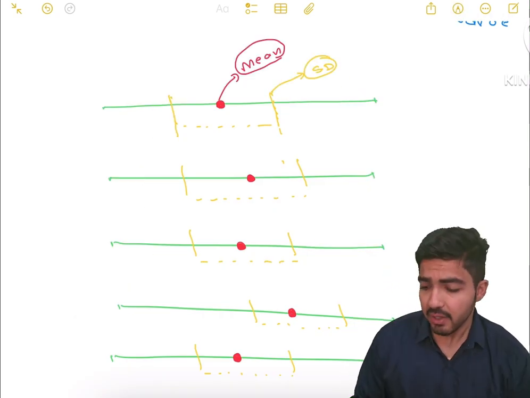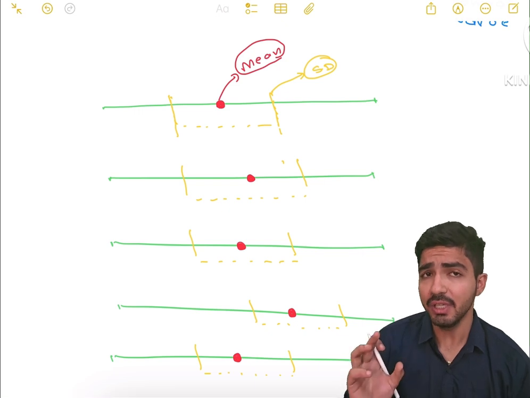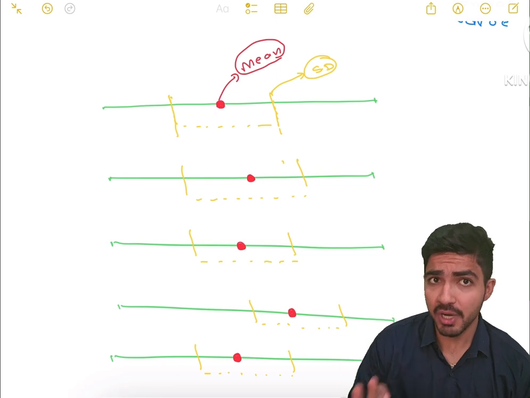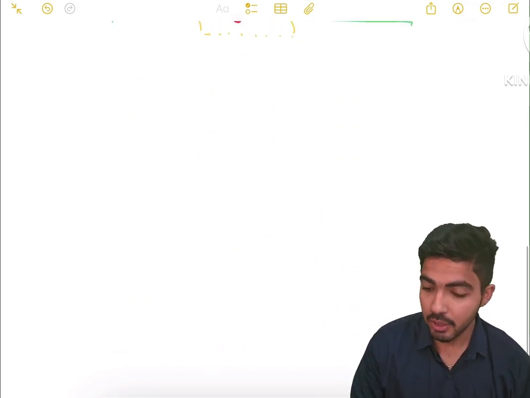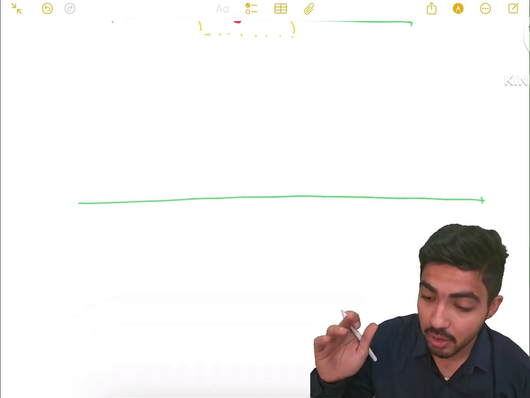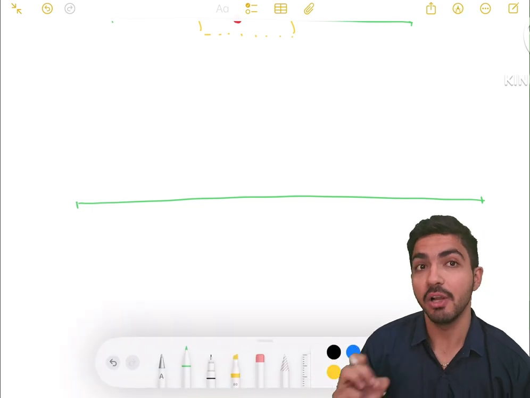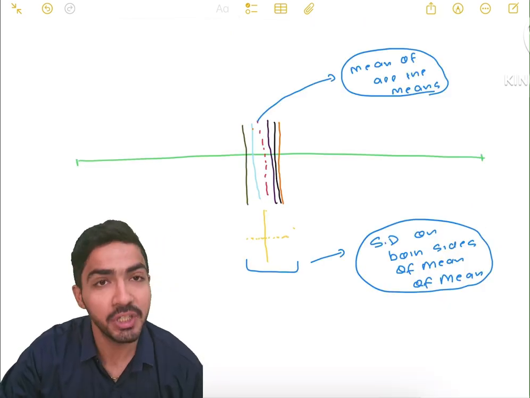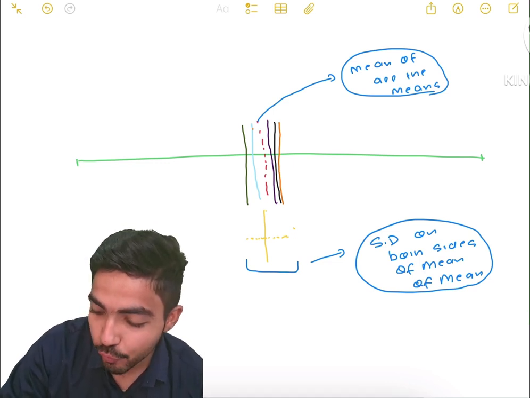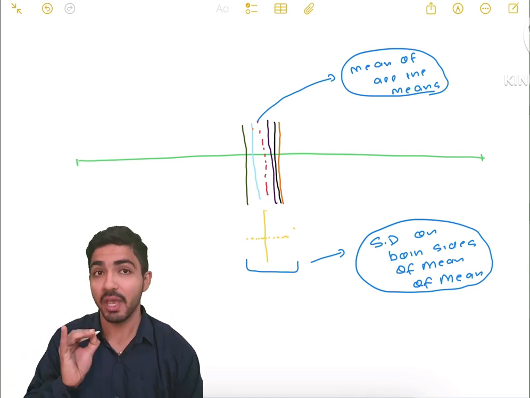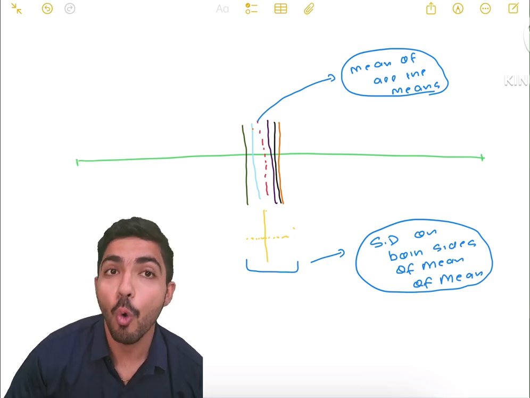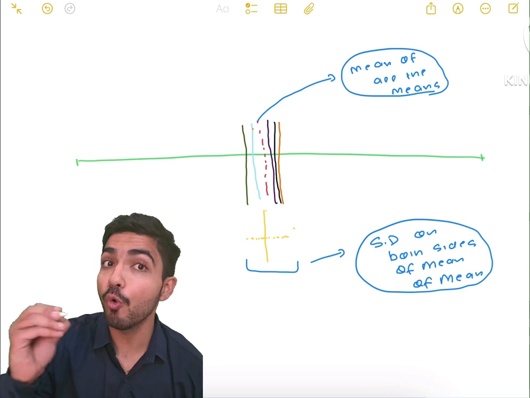So now I have taken 5 samples of 15 students each and I am calculating the mean of the weight of the students. Let me combine all these 5 samples on the same line. Now see how the picture looks like now. This central red dotted line is mean of all the means and these colorful 5 lines are the different means. As you can see, this dotted yellow line is standard deviation on both sides of mean.